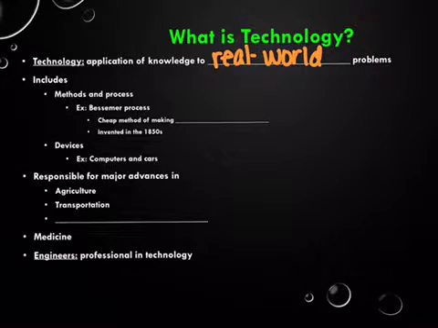One example is called the Bessemer process. This is a cheap method of making steel that was invented in the 1850s. Technology can also include devices like computers and cars. Technology is responsible for major advances in agriculture, transportation, communication, and medicine.